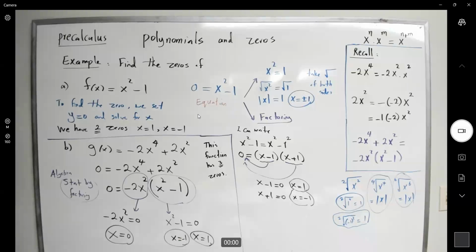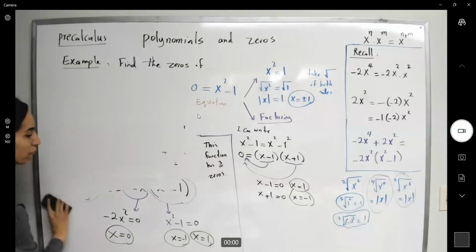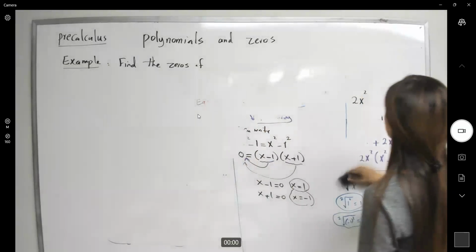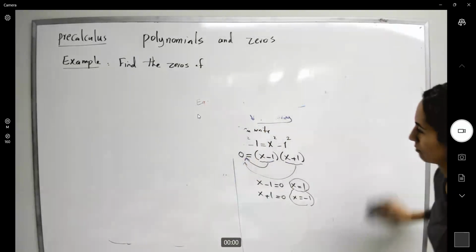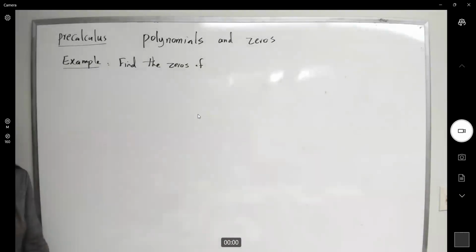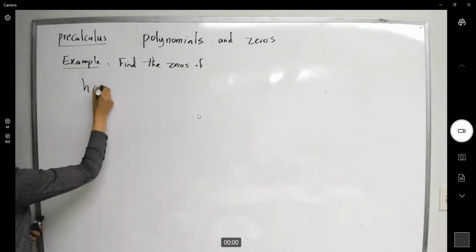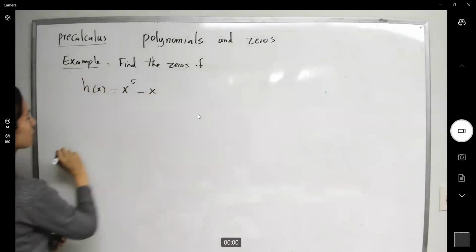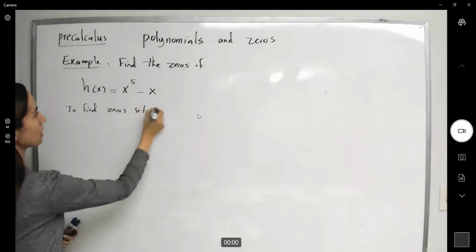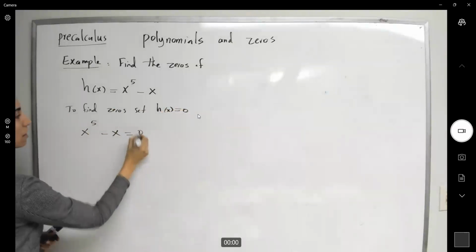So our example here says x to the fifth minus x equal to 0. There we go. Find the zeros of x to the fifth minus x. Let's call it, for example, h of x, x to the fifth minus x. So to find zeros, set h of x, or y, equal to 0. So you get x to the fifth minus x equal to 0.